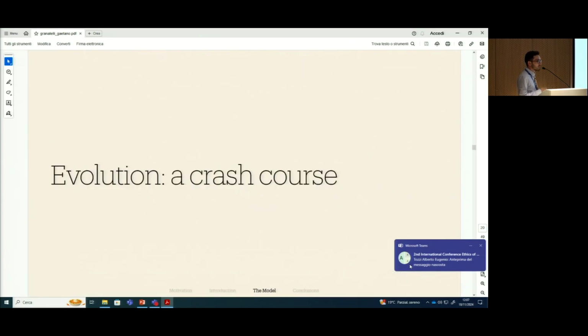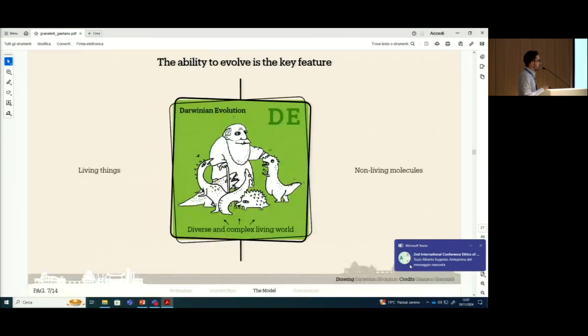And let me start with a very short crash course of a couple of concepts we need to understand the model. The ability to evolve, the so-called Darwinian evolution, is agreed to be a key feature which distinguishes living things from non-living molecules. And it has produced a diverse and complex living world.